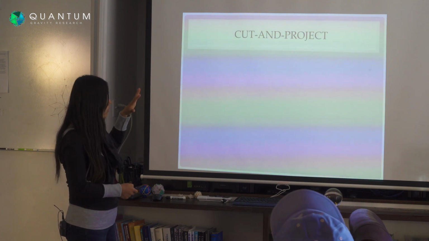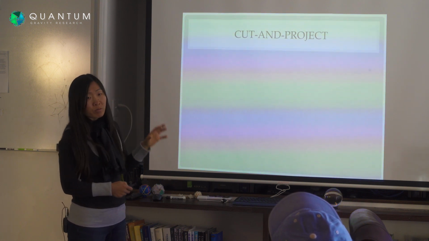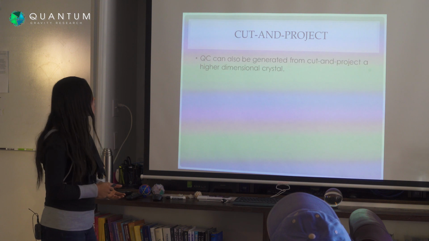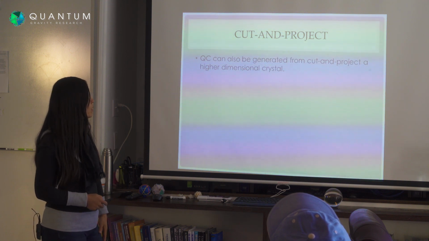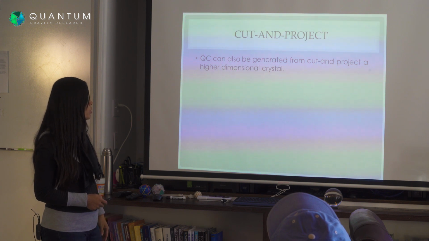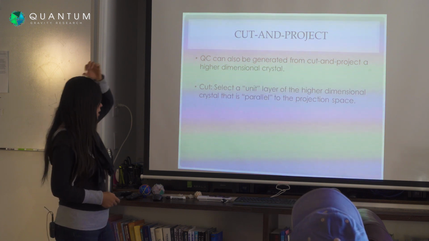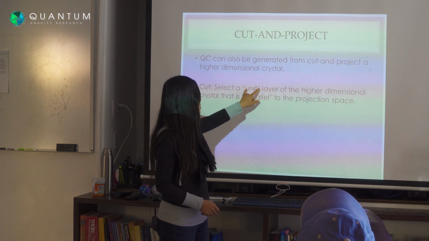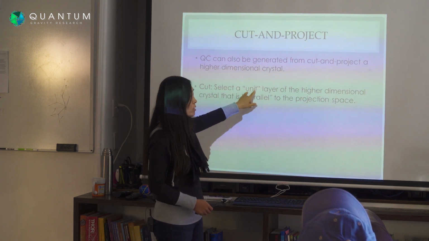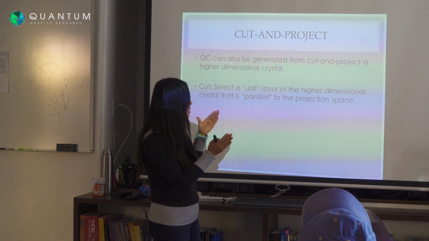This is a third method, which is cut and project from a higher dimensional crystal. So a quasicrystal can also be generated by cut and project from a higher dimensional crystal. Cut here means select a unit layer. I put that in quotation marks, because I'm going to explain what I mean by unit layer.